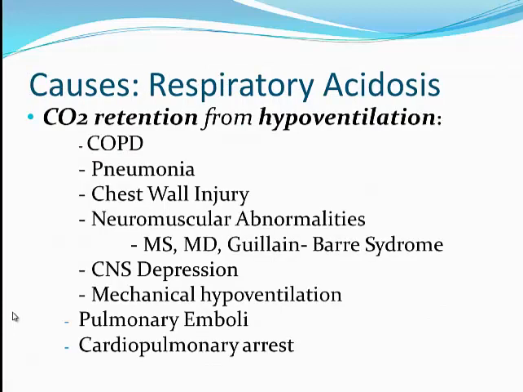Causes for respiratory acidosis: CO2 retention from hypoventilation. So respiratory acidosis will occur with hypoventilation. Our patients that will have hypoventilation are COPD, pneumonia, a chest wall injury. We can have neuromuscular abnormalities like MS, muscular dystrophy, or Guillain-Barré syndrome. Things that cause CNS depression that cause the hypoventilation will lead to CO2 retention. Mechanical ventilation, where we're hypoventilating. Pulmonary emboli, or cardiopulmonary arrest.